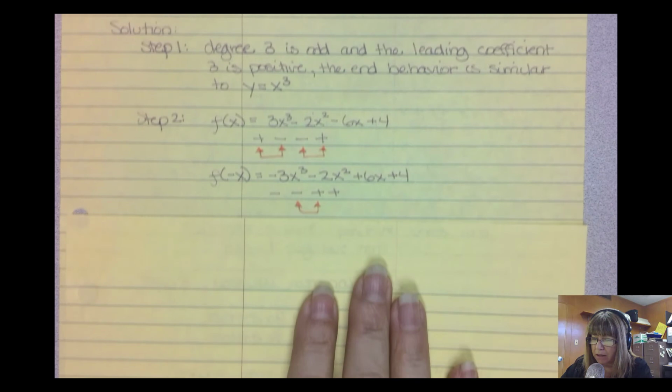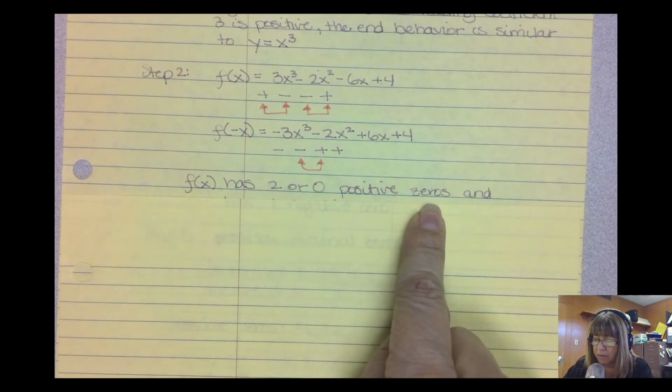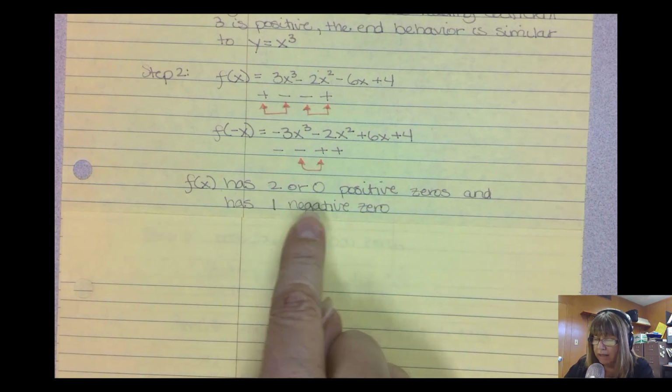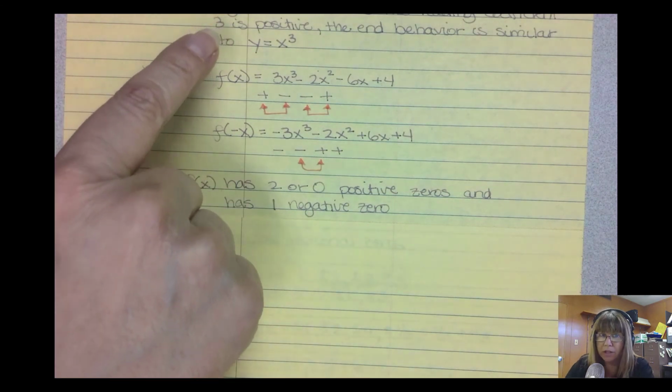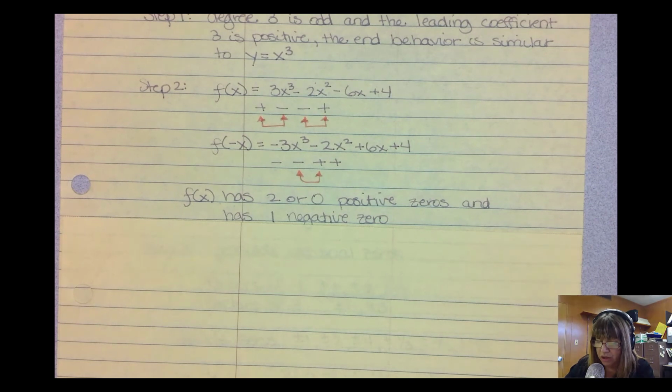Now what does that mean? We will have either 2 or 0 positive zeros, and we will have 1 negative 0. Now, remember, it's degree 3. So if our degree is 3, we're looking for, at most, 3 real zeros.